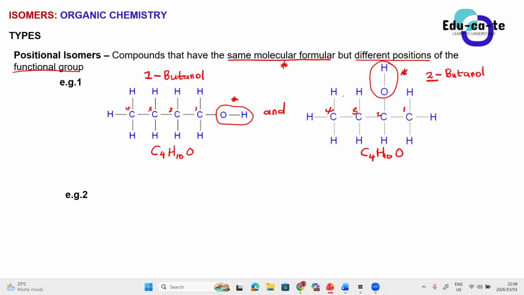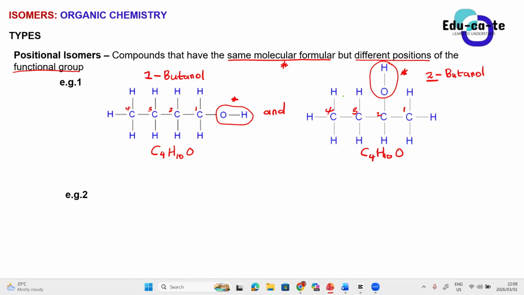Same molecular formula. But when it comes to their structures, you can see that in the first compound the OH group is found on carbon 1, and in the second it is found on carbon 2. Is everyone understanding what I'm saying about positional isomers?